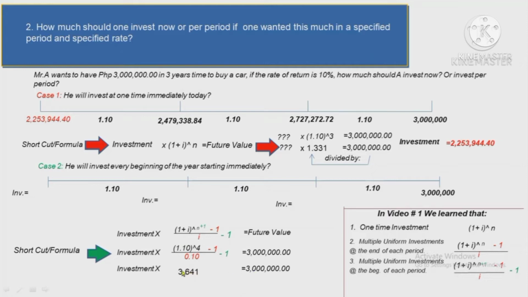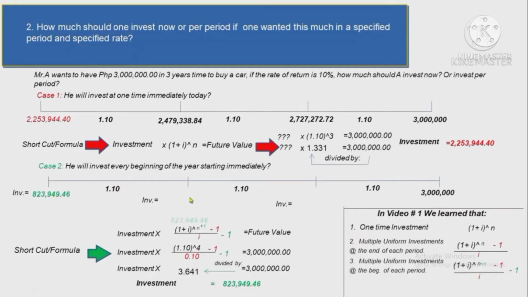And then if you want to get the unknown investment, you just have to divide 3 million by 3.641, and you're going to get the investment equivalent to 823,949.46. So let's check if your investments of 823,949.46 will really become 3 million at the end of 3 years. So let's have your first investment right here, the second investment will be here, and the third investment will be right here. So let's start.